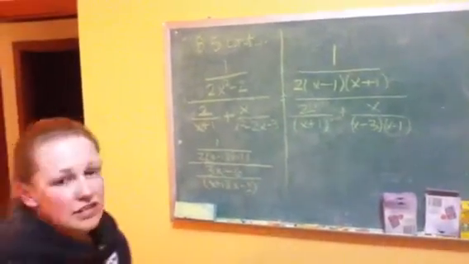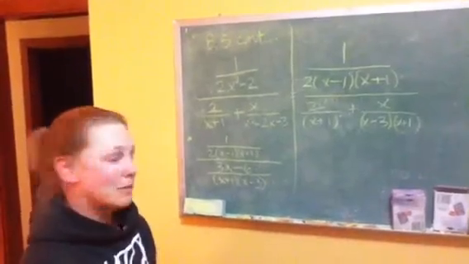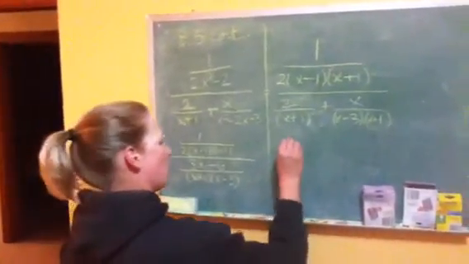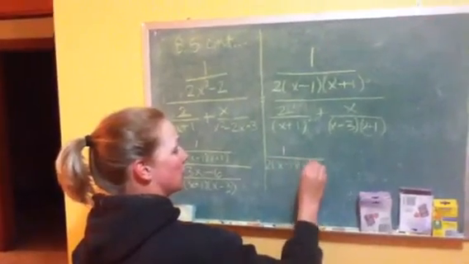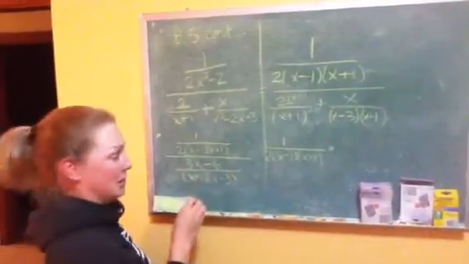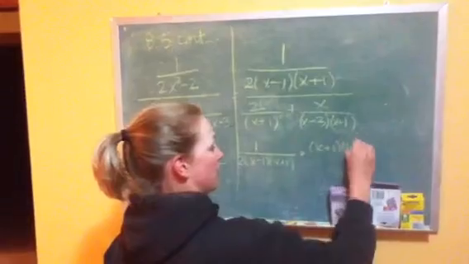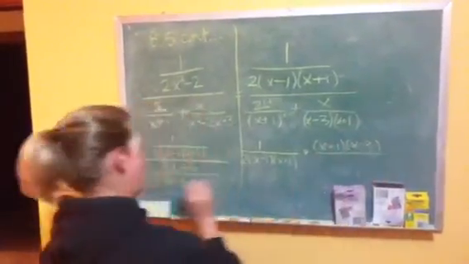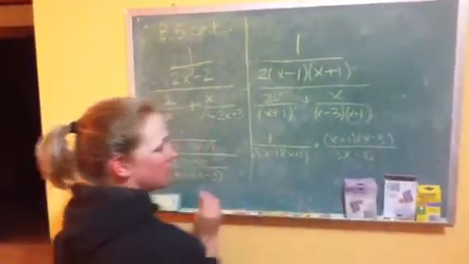And then a variation on our dividing fractions is easy as pie. We're going to flip the bottom and multiply. So we've got 1 over 2 times x minus 1 times x plus 1. I'm going to flip the bottom, and I'm going to actually flip it this time. So I'm going to put x plus 1 times x minus 3 on top. On bottom, I'm going to have 3x minus 6.